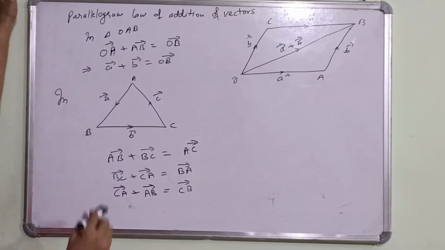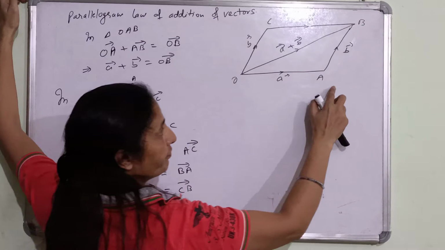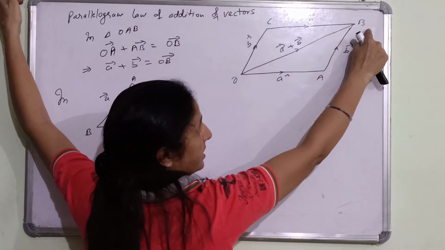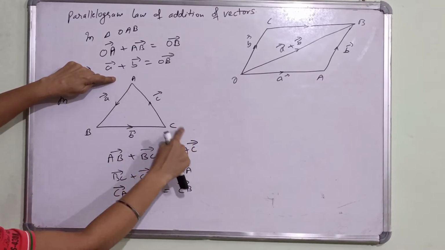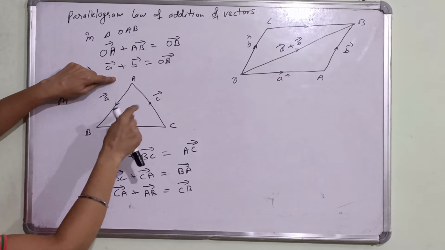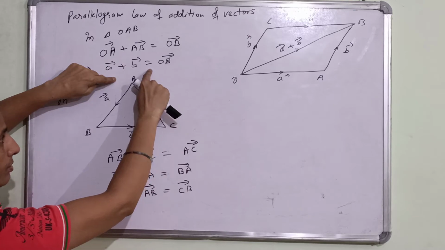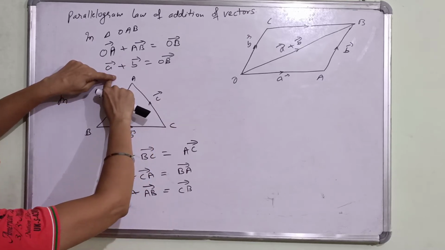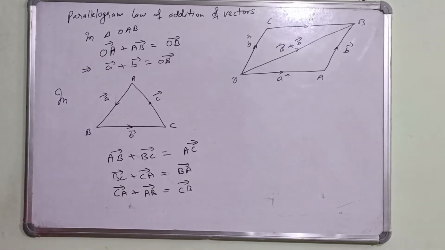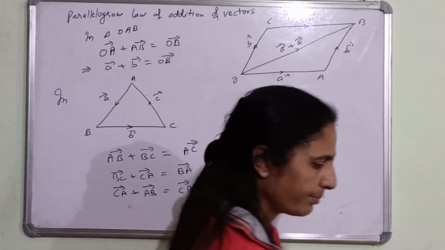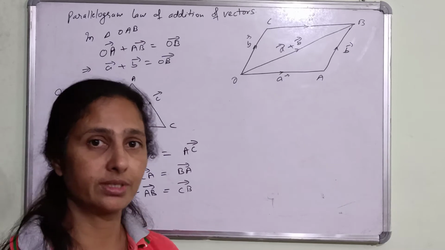So let's see how it is used. You have to see one more thing here. OA plus AB is equal to OB. In the triangle law, AB plus BC is equal to AC, not CA. Is that clear? Same, BC plus CA is equal to BA, and CA plus AB is equal to CB. So in this way you can use this law. Next we do some examples, and the concept will be clear by using the examples.